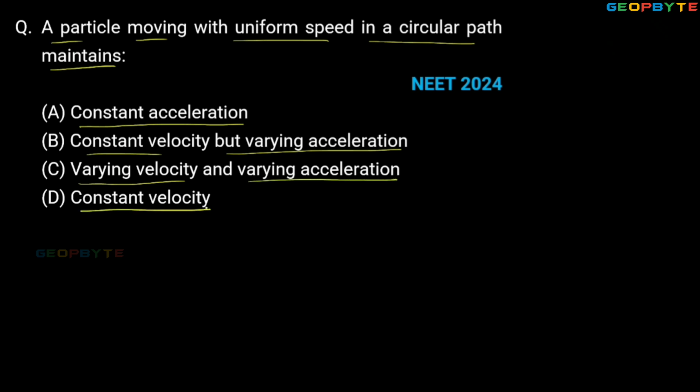Option D, constant velocity. Dear friends, remember, when the particle is moving with uniform speed in a circular path, because of the change in direction, both velocity and acceleration are continuously changing. That means varying velocity and acceleration because of the continuous change in direction of motion. Understood clearly? Therefore, option C is absolutely correct. Then let us take the next question.